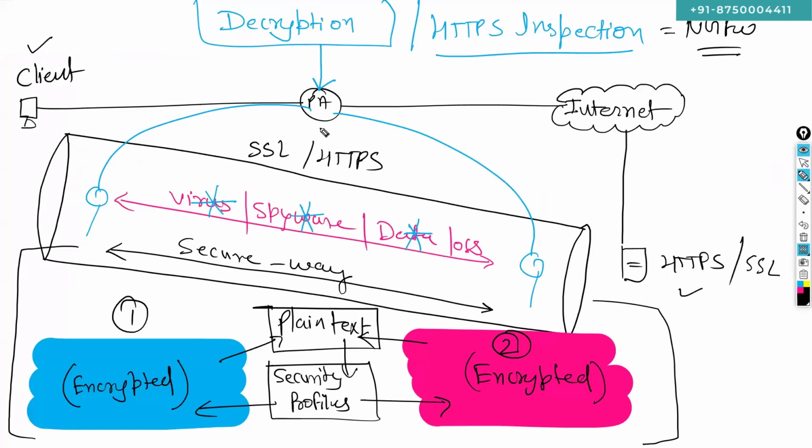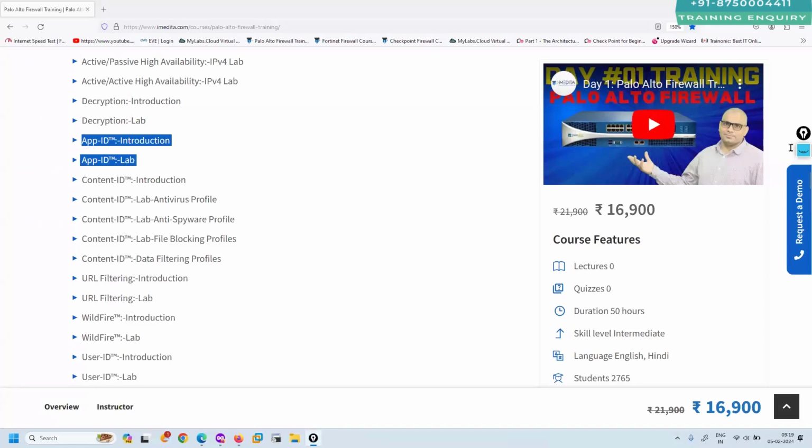Okay, so it is clear that with the help of decryption, we can see what is going on under the SSL tunnel. But the next feature is App ID. To understand it, let's go through a diagram. We have a PC here. The PC is connected with Palo Alto.